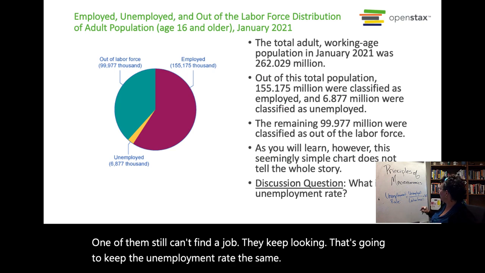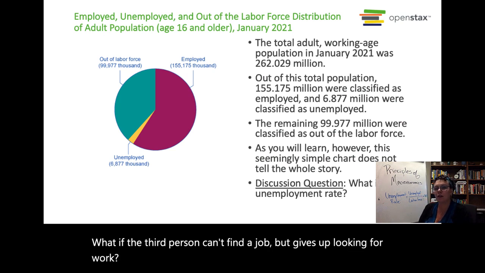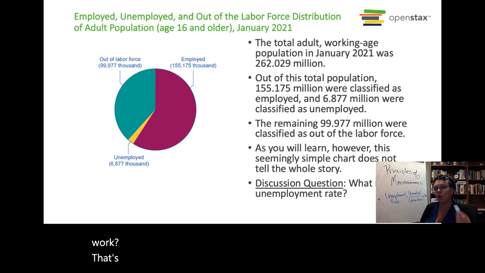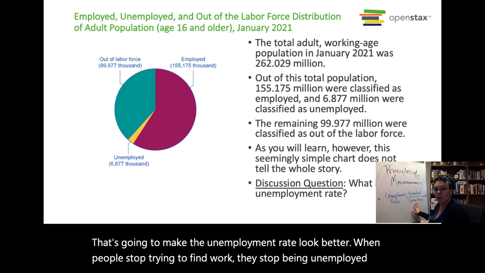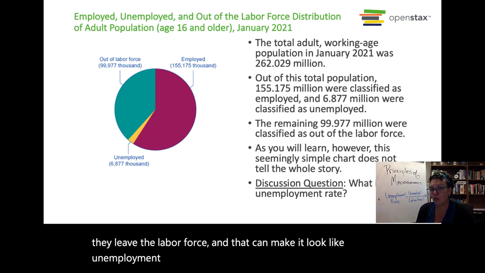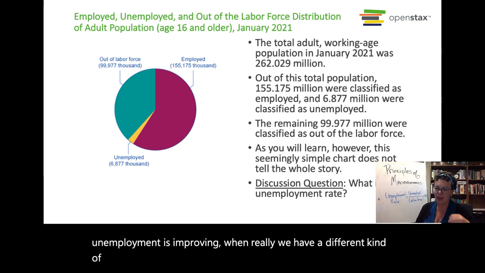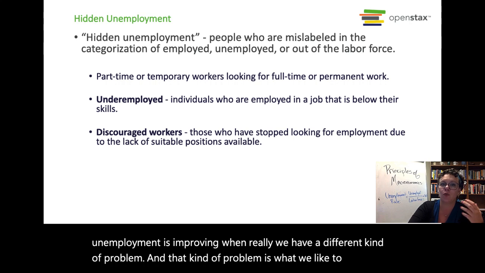What if the third person can't find a job but gives up looking for work? That's going to make the unemployment rate look better. When people stop trying to find work, they stop being unemployed and they leave the labor force. And that can make it look like unemployment is improving when really we have a different kind of problem. And that kind of problem is what we like to call discouraged workers.